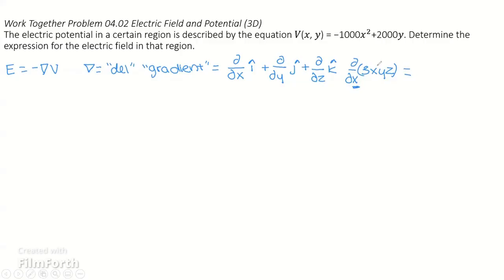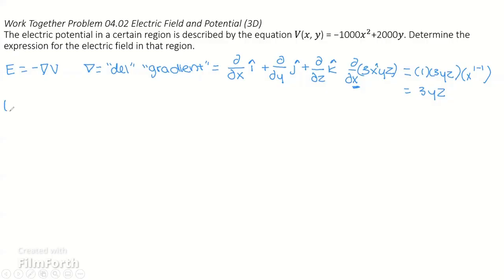So then we would have, this is x to the 1, we multiply by the exponent, 1 times 3, x to the 1 minus 1, equals 3yz. Yeah, so that's how that is used there. So now we can go ahead and insert that into our equation.